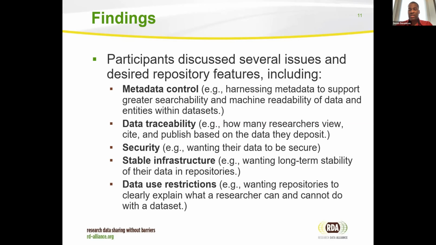For example, regarding metadata control, my participants wanted repositories to harness metadata to support greater searchability and machine readability of data and entities within data sets. Regarding data traceability, my participants wanted repositories to provide information to them about how many researchers view, cite, and publish based on the data they deposit. And regarding security, my participants wanted their data to be secure. For example, they wanted to be sure that their data would not be publicly available before they had the chance to publish articles using their data if they were in an embargo situation. Next slide, please.